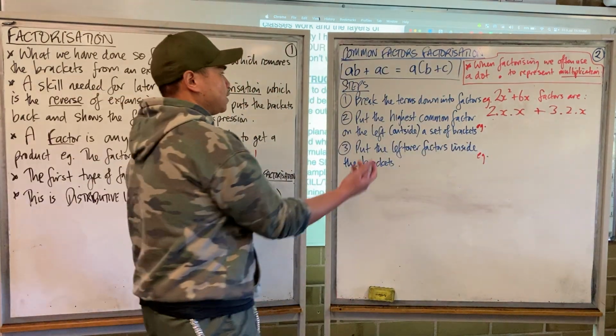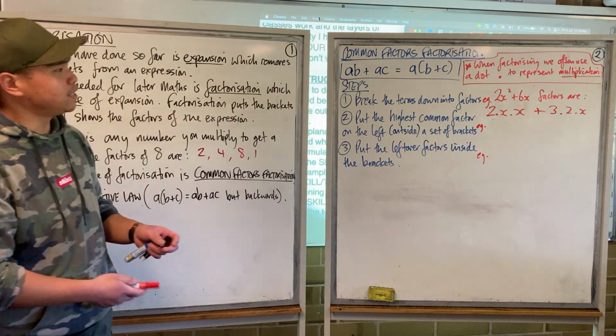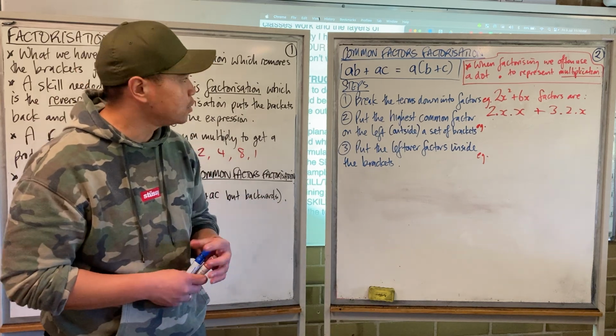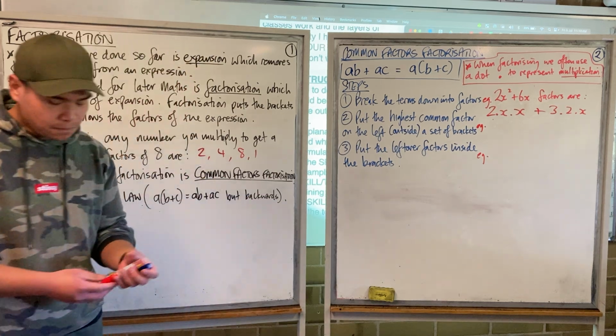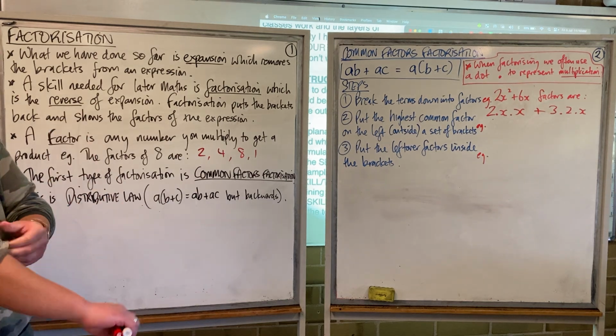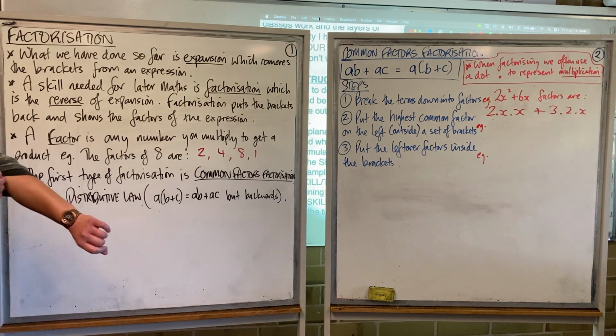Can I give you a minute or so? Can you get that? Break the terms down into factors and e.g. Do you all know what e.g. means? It's like for example. It's a short version of that. So just get step 1 down. Break the terms down into factors and the little bit in red that shows you how that works. We'll do more examples on the board next.